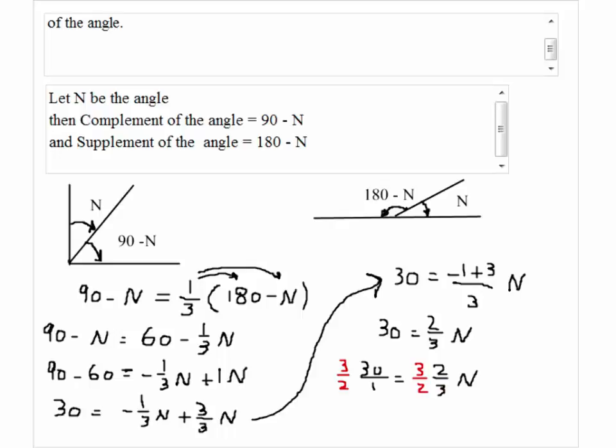So we have 3/2 times 30. We can reduce this. That would be 90/2. That's our angle n. So 90/2 is the same as 45 degrees. So the measure of the angle is 45.